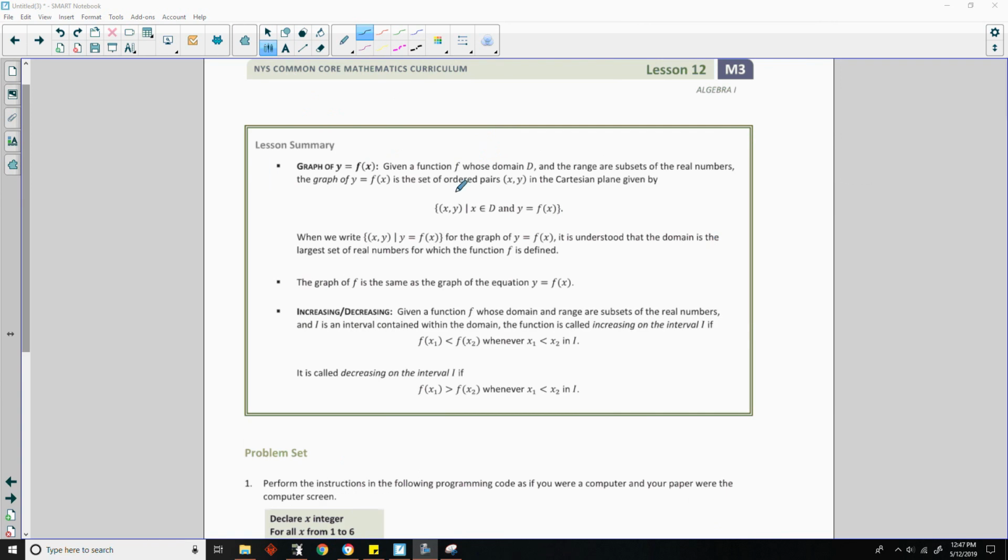Okay, page 7 is the end of lesson 12. Review the lesson summary and go do your problem set.